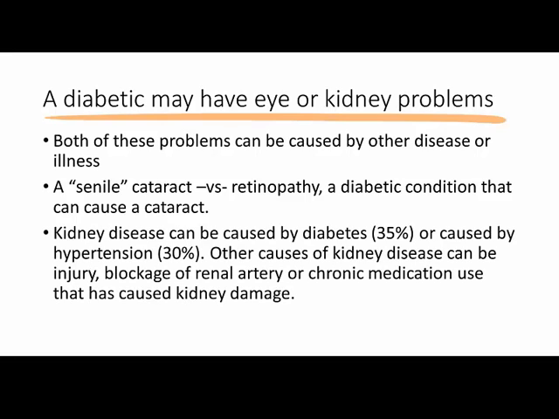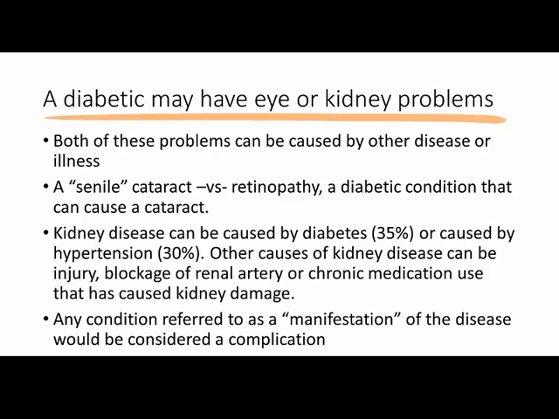Another example is kidney disease, because 35% of the time it can be caused by diabetes, 30% of the time by hypertension. Other causes of kidney disease can be injury, blockage of a renal artery, or chronic medication that caused the kidney damage. Whenever a condition is referred to as a manifestation, it would be considered a complication.